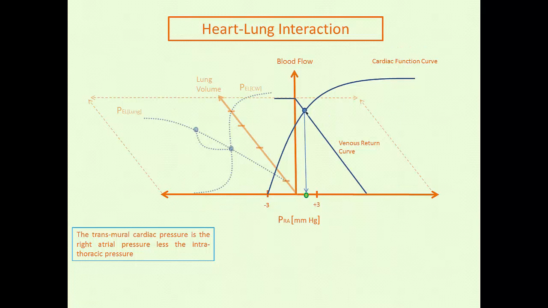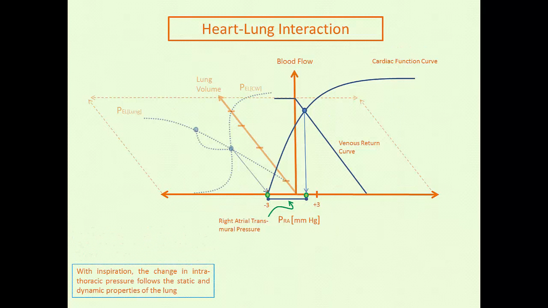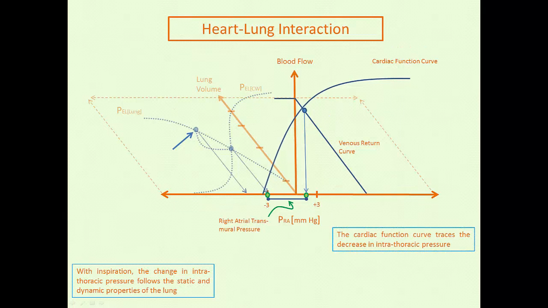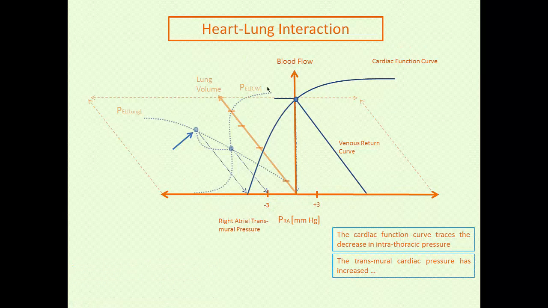This is your right atrial pressure. It's the crossroads of venous return, systemic venous return, and your cardiac output. This is your intrathoracic pressure, as I mentioned, at end expiration, and the difference between these two is your transmural pressure. So let's take a nice little deep breath in. You're going to move from FRC up to your new tidal volume. You're going to drop your intrathoracic pressure, like so. The cardiac function curve will trace this decrease in intrathoracic pressure, like we just saw. And now your right atrial pressure has decreased, close to atmospheric pressure, in response to the decrease in intrathoracic pressure, and your cardiac output has increased.